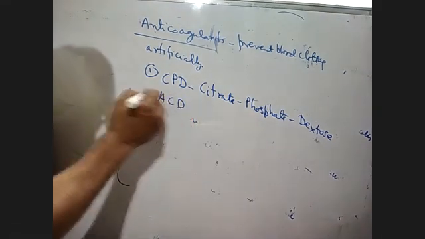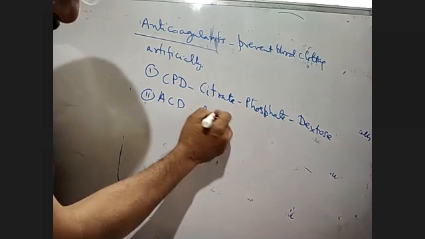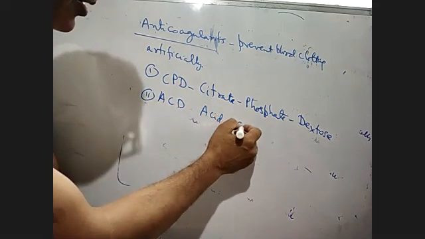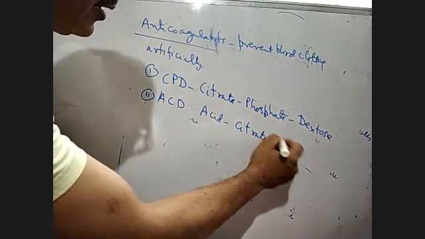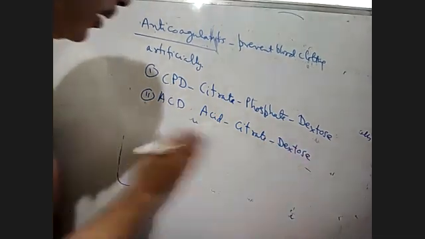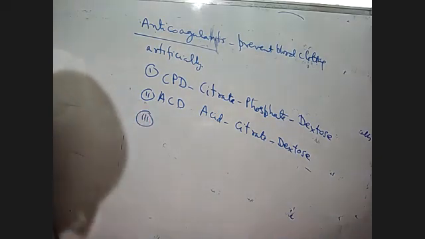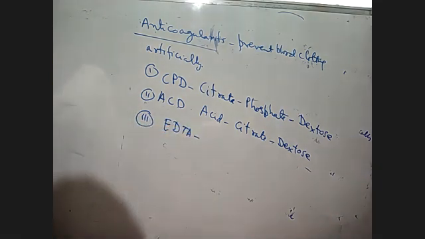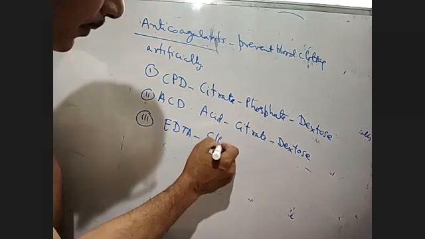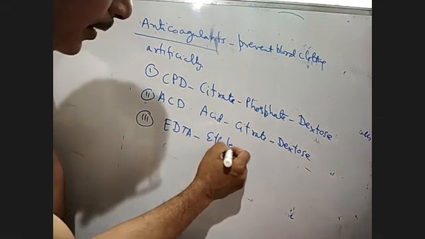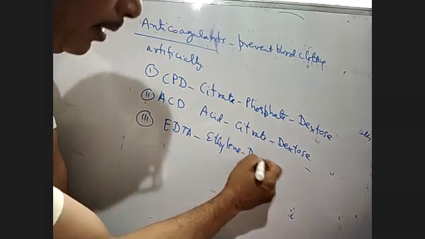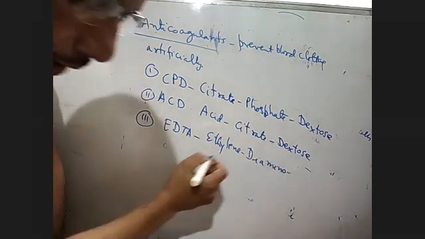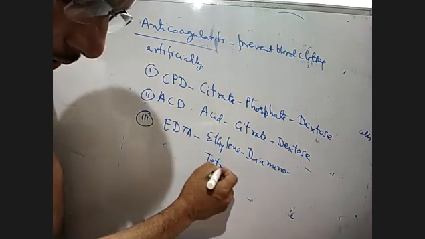And also ACD. ACD is acid citrate dextrose. Then we have number 3, which is EDTA. EDTA is ethylene diamino tetraacetic acid. EDTA you do in titration in chemistry, I think. So it is ethylene diamino tetraacetic acid.